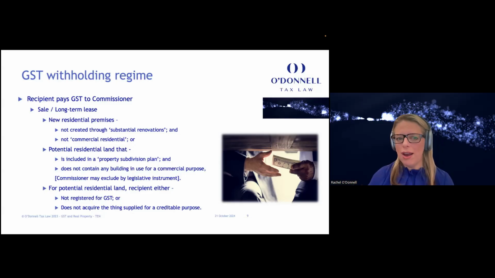So the policy behind this is if it would be money in, money out for the Commissioner, they're not so concerned. But if it's meant to be money in from the supplier and the recipient's not going to be entitled to an input tax credit, then if the supplier doesn't give that money to the Commissioner, the Commissioner loses out and has to go chasing it. So that's the circumstance they're trying to get at, where now the recipient has to give that money to the Commissioner instead of the supplier.